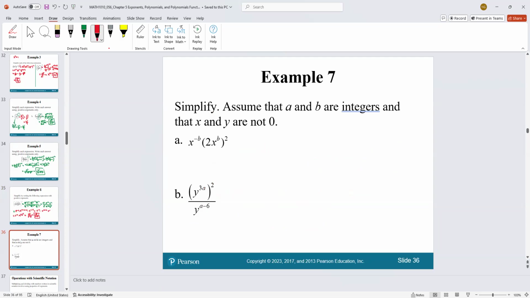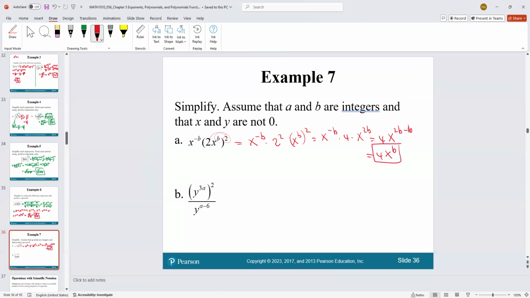So you see here also that the exponent is not for the one outside. It's for here and here. So we have x power negative b, 2 power 2, x power b power 2. So we have x power negative b times 4 times x power 2b. Remember, the 4 stays 4, but we're going to have x power 2b minus b, or plus negative b. So this gives us 4x power b.